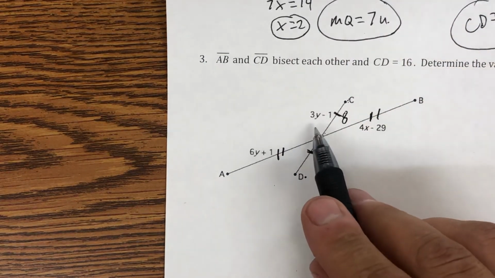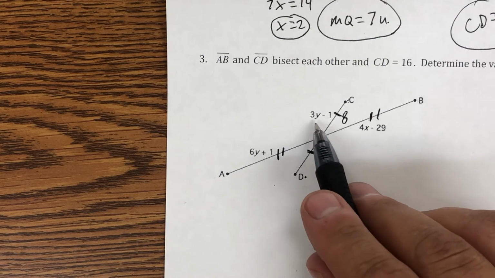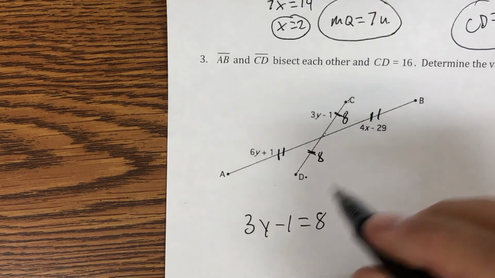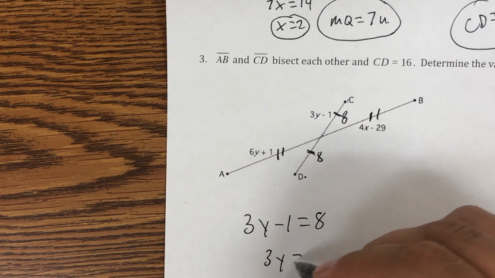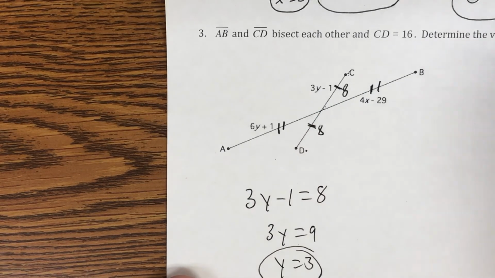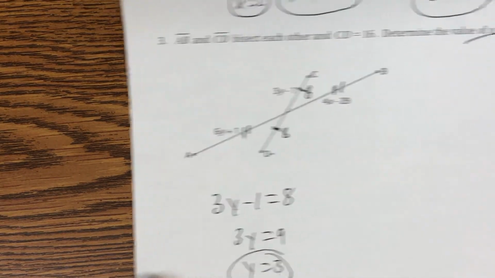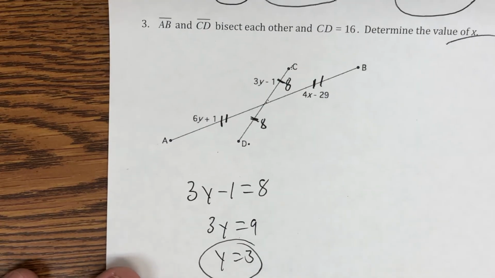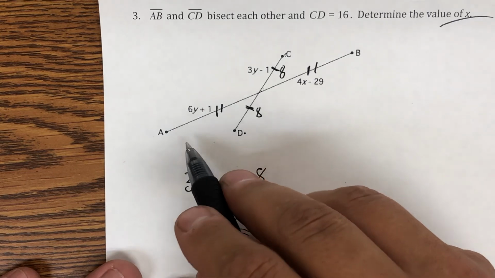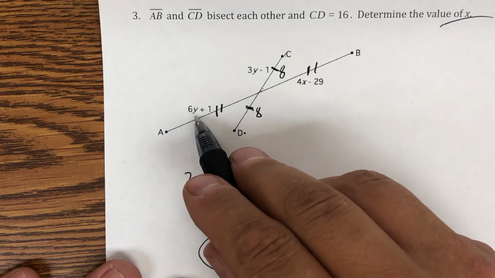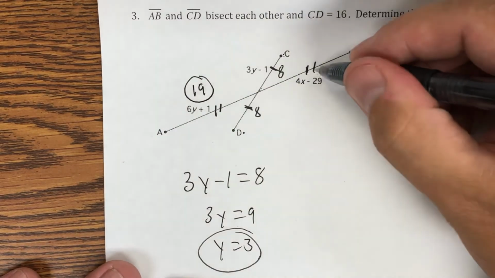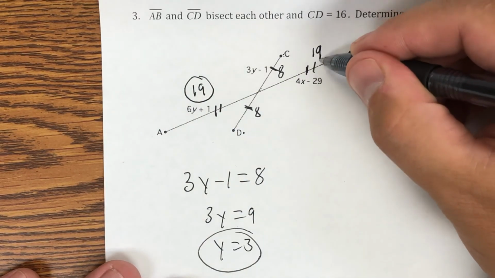So for me to solve for y, I'm going to say that 3y minus 1 is equal to 8. Add 1, 3y equals 9, y is equal to 3. So I found y. I need to find x. So for me to find x, we have to substitute what y is back into the original problem. And 6 times 3 is 18 plus 1, that means 19. This part's 19, so this part's also 19.